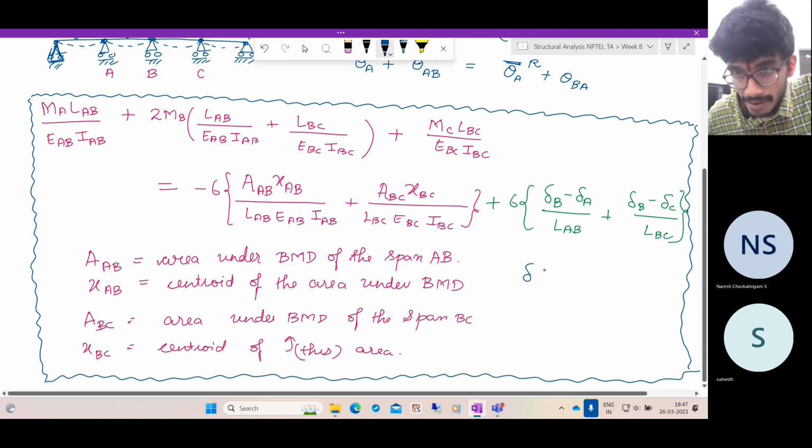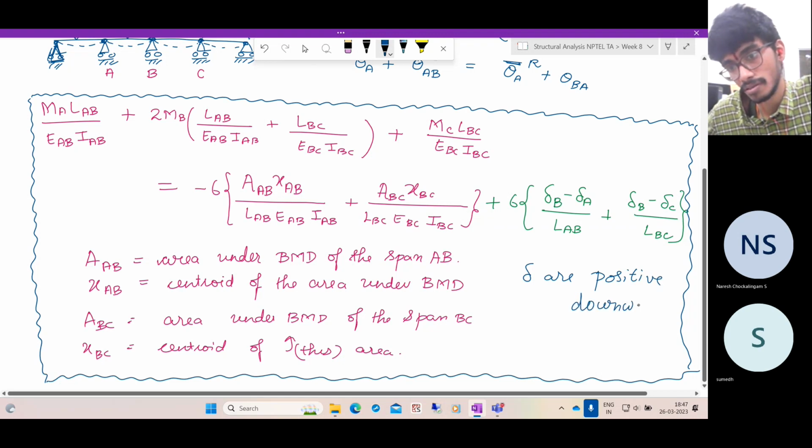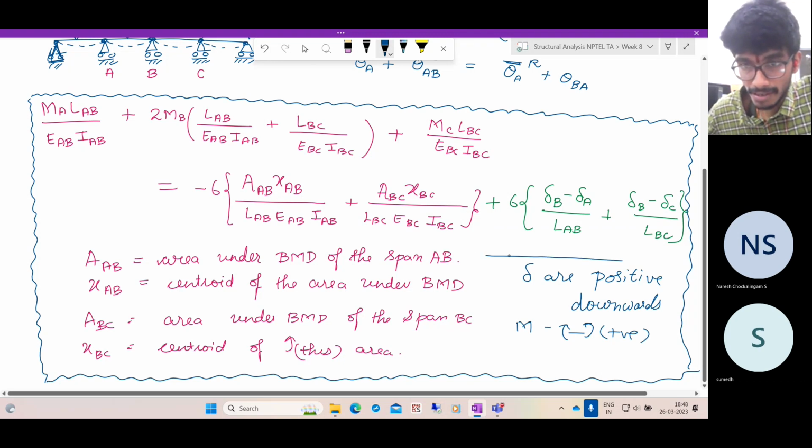And deltas are positive downwards. Supports usually settle, they don't go up. Delta is positive downwards. And M's, as usual, we know this is the positive sign convention. So that's it. We can quickly get into the problems for today.